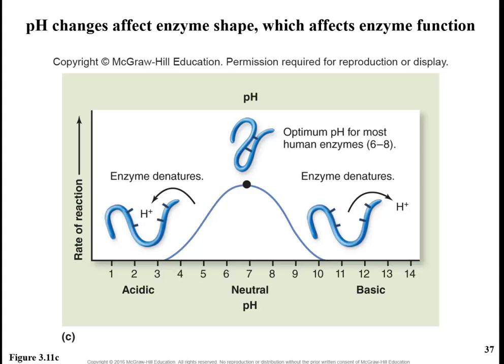This is showing the effects of pH on enzyme structure. So if optimum pH is around 7, once you go too far, so too acidic, the enzyme denatures. That's a permanent change in its shape, right? So it cannot bind its substrate. And if you go too basic, the enzyme also denatures, permanently changing its shape, preventing it from binding its substrate.